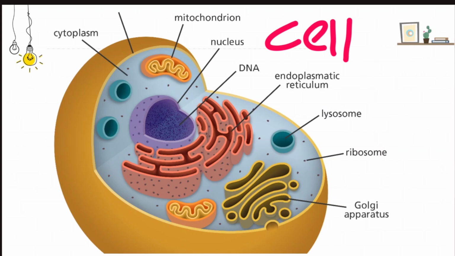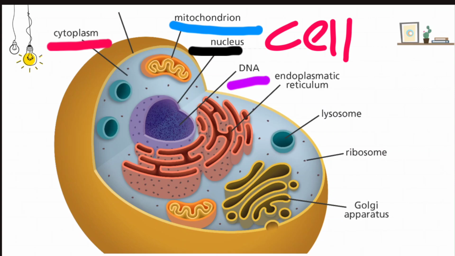The first one is cytoplasm. Now this part is called cytoplasm, and mitochondria, nucleus. Inside the nucleus we have DNA, and this part is called endoplasmic reticulum, and lysosome, ribosome, and Golgi apparatus or Golgi body.